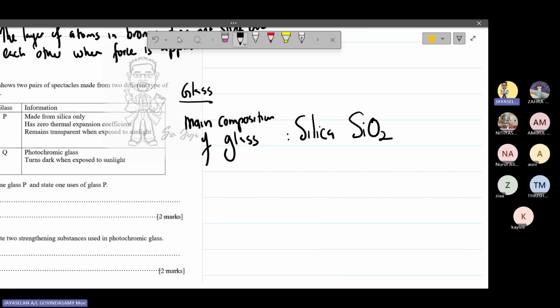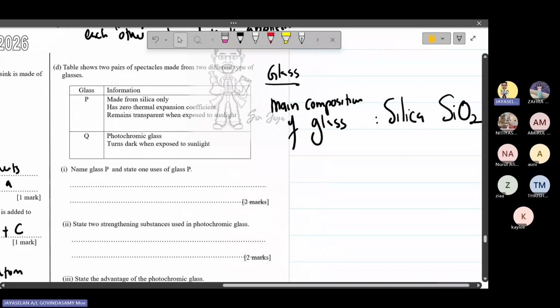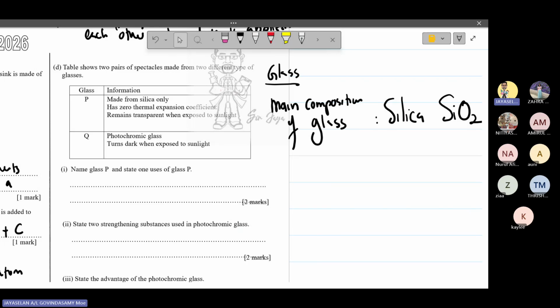Okay, done? All of you done? This year I changed the question, because last year they asked heat of neutralization, thermochemistry, then straight away they jumped to acid and base. So that's why I changed. This one is your glass. This is your composite material. So you must understand this.